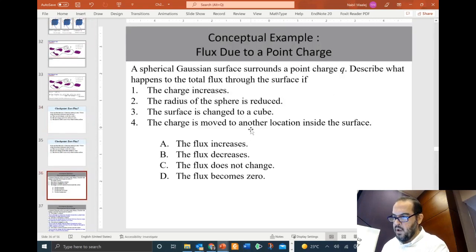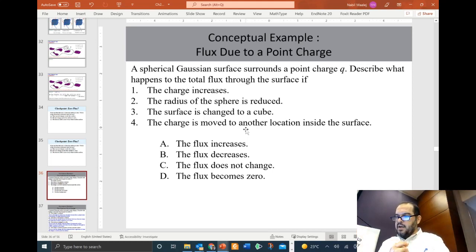So let me ask another question. All right. So here we have a spherical Gaussian surface surrounding a point charge Q. Describe what happens to the total flux through the surface if the charge is increased. If the charge is increased, what happens to the flux? Increases. The flux increases. So yes, the magnitude of the flux increases, because if the charge is negative and its magnitude increases, becomes more negative, the flux also becomes more negative.